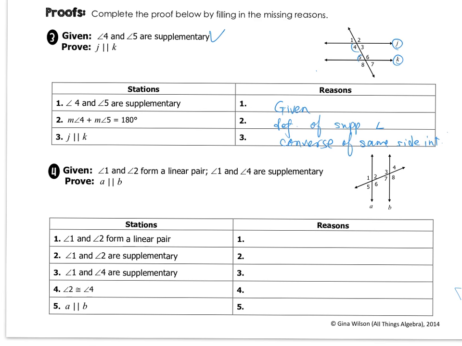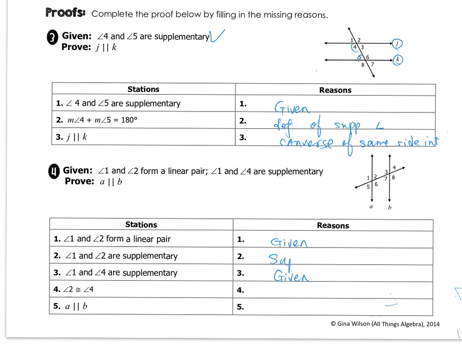Okay? Second one, given 1 and 2 form a linear pair and 1 and 4 supplementary, we have to prove A is parallel to B. So I like to first label all the ones that are given so that I can get these points first. Now, I'm sorry, I made a mistake there. So the second given is 1 and 4. See how easy it is to make a mistake. Now, if 1 and 2 form a linear pair, they are supplementary. So that's obviously the same thing.